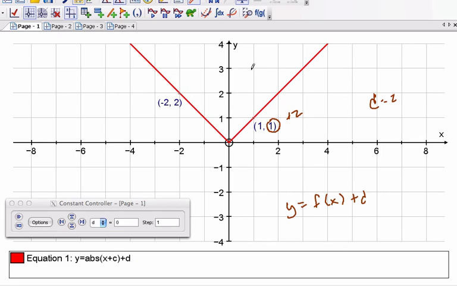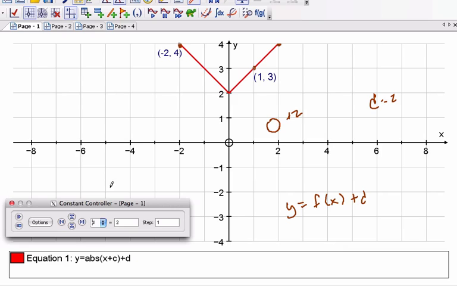And so this point here, I'm going to predict is going to go up 2. This point, the y value is 1. The point is 1, 2, so it'll go up 2. Negative 2, 2, add 2 to the y, it will go up to here. And so let's see as I make this value 2. Indeed, it shifted the whole graph up. So this is called a vertical translation by a factor of 2.